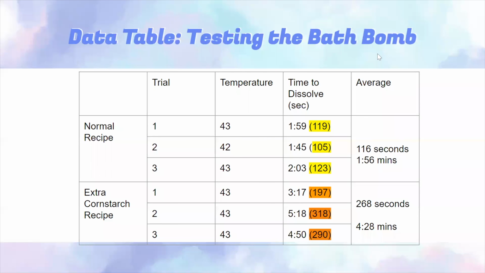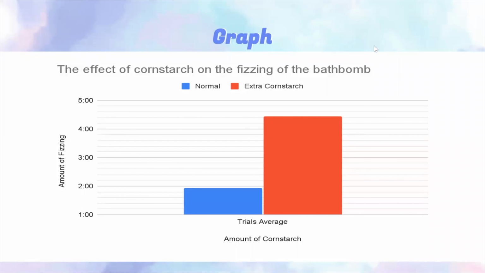This is our data table. On average, the normal bath bomb reacts for 1 minute and 56 seconds. The bath bomb with extra cornstarch reacts for 1 minute and 28 seconds. Our graph shows us that the extra cornstarch fizzes for a lot longer than the normal bath bomb.